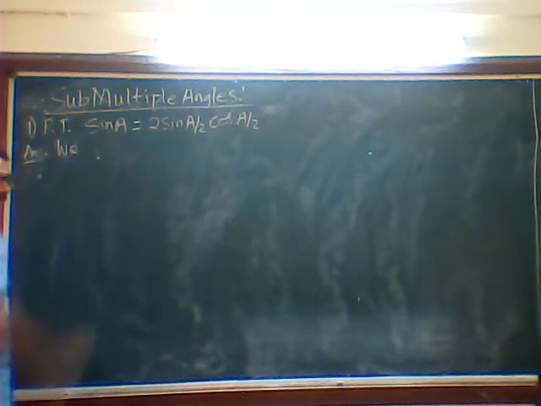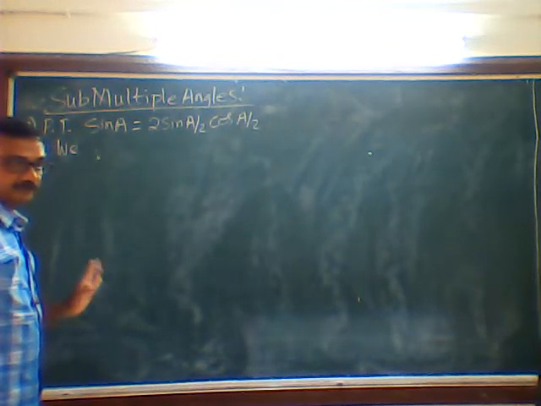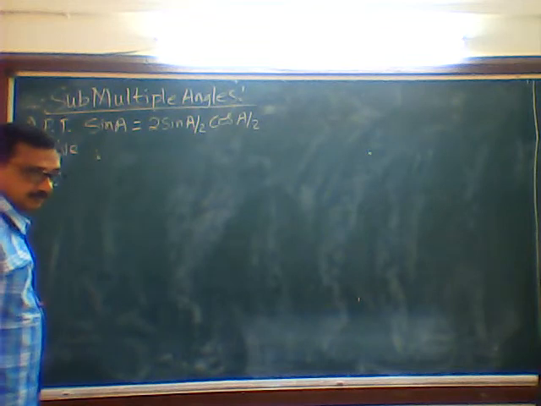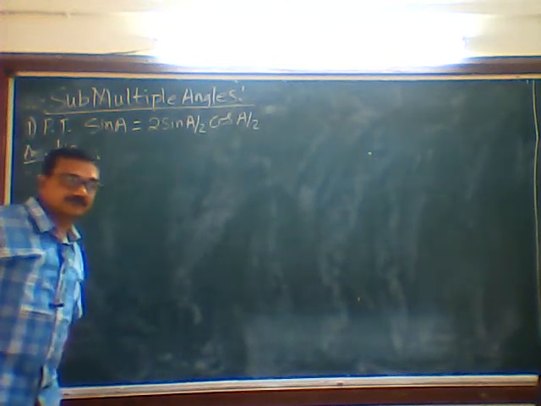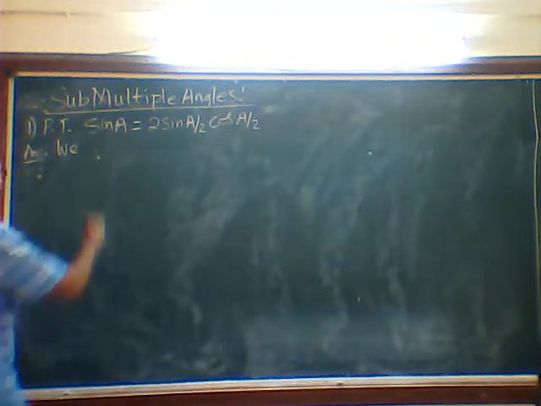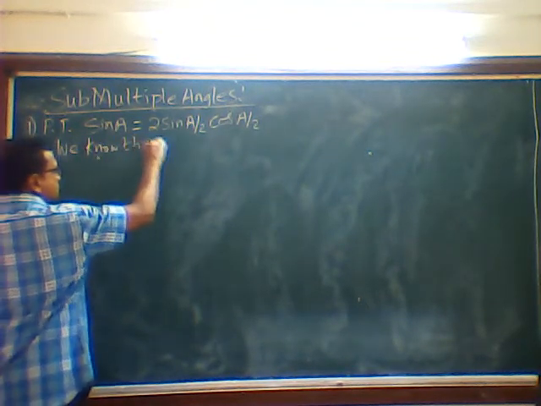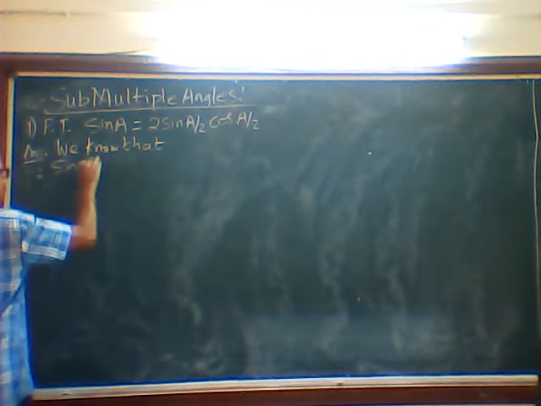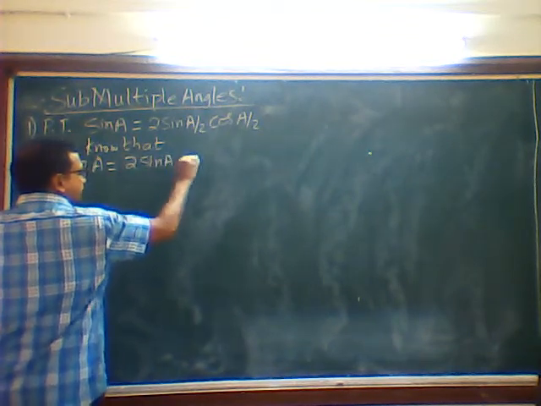So all formulas are linked one by one. That's why, if you study the formulas from the beginning, trigonometry is very easy. Otherwise you will make things difficult for yourself. Okay. We know that sin 2A is what? Sin 2A is 2 sin A cos A.